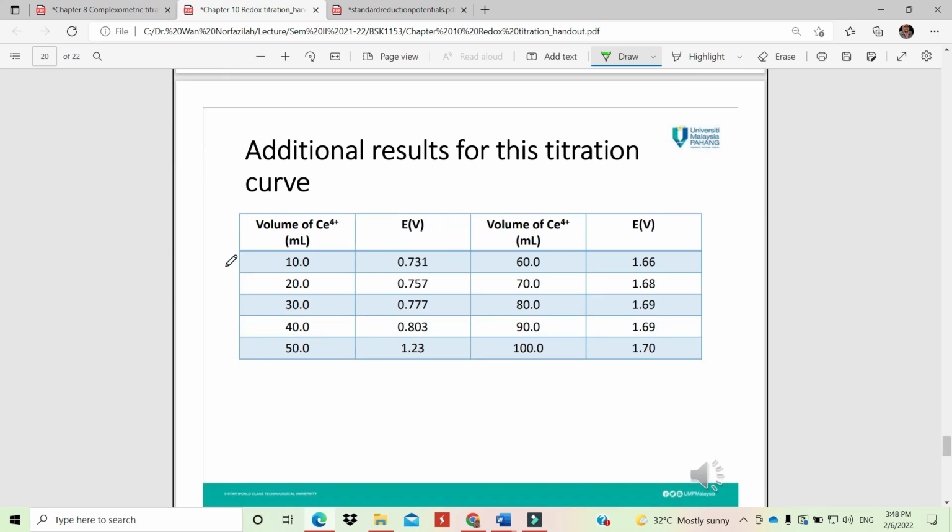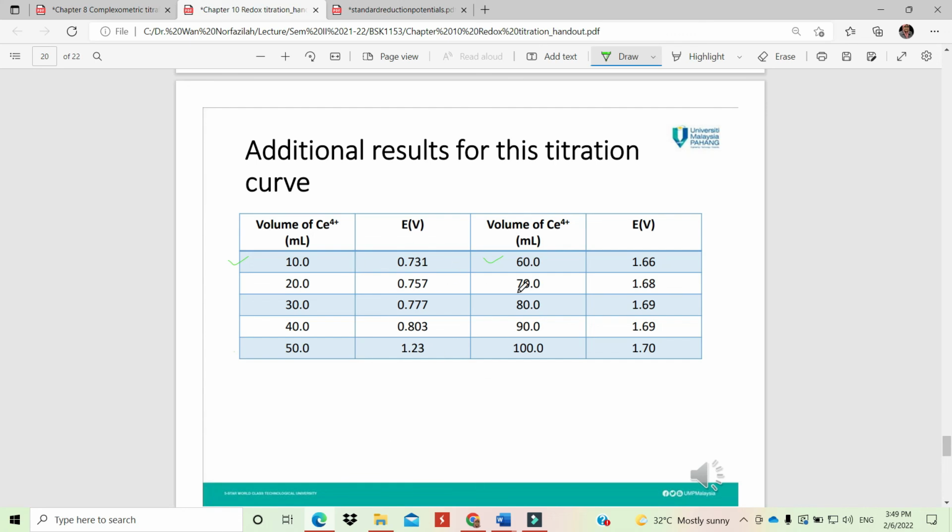So just now we are looking at 10 and 60 also at the equivalent point. Okay, it's already given. We look at when we add 10 mil of cesium 4 plus and then we add 60 mil. Okay, this one is at the equivalent point. We get the E cell. For your lab, you are going to calculate everything, right? So untuk assessment biasanya kita akan tanya beberapa volume sahaja.